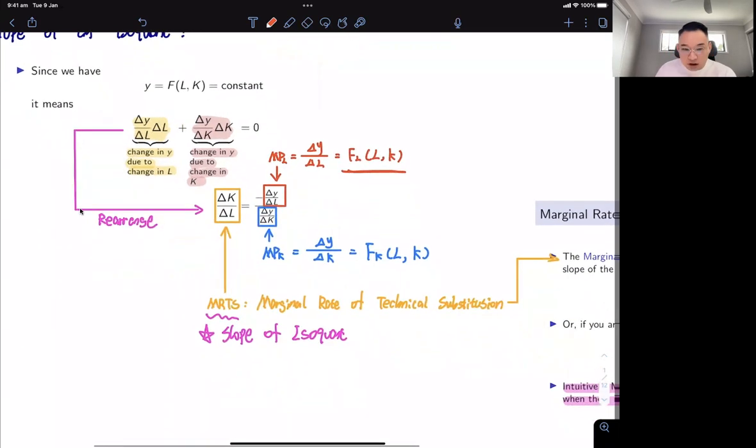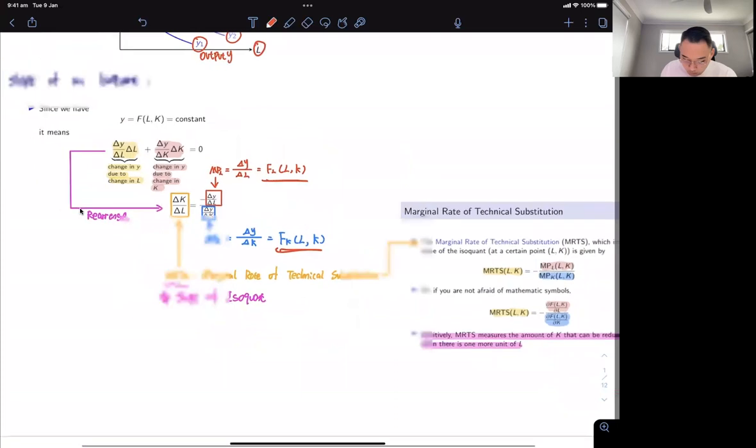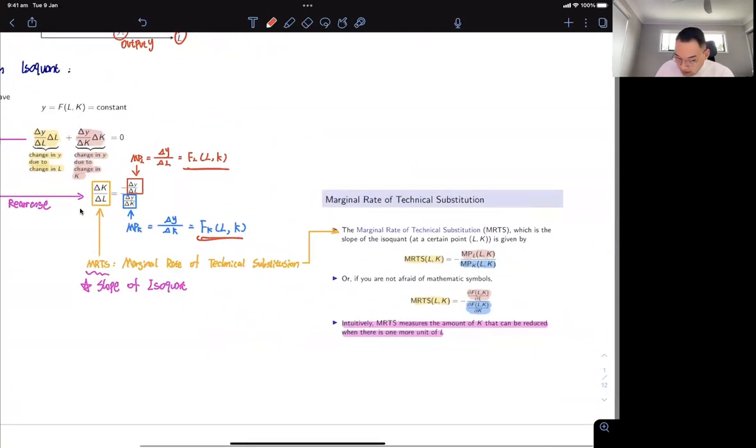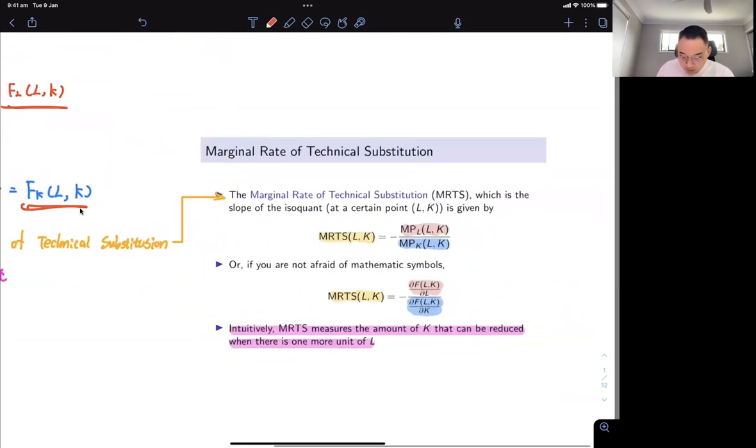Next, the bottom one, change Y over change K. That's simply the first derivative of production against change of capital. So this is MPK, or the marginal product of capital, or F_K. So more on the marginal rate of technical substitution, which is the slope of the isoquant. MRTS_LK can be written as minus MPL over MPK, okay?